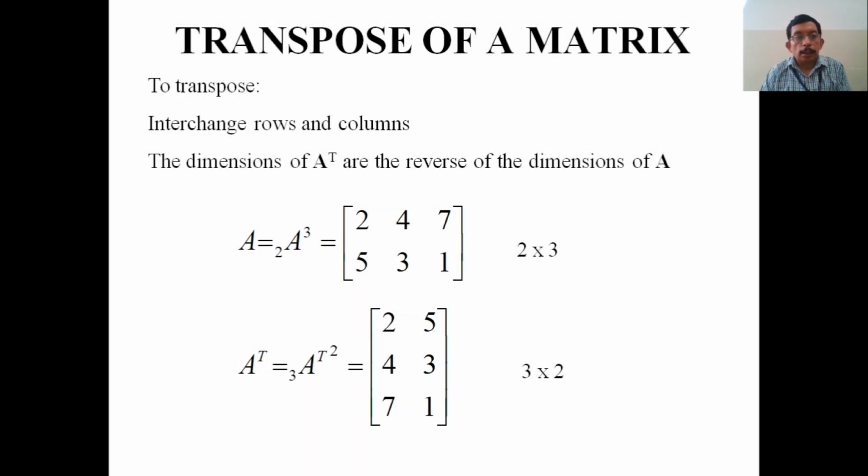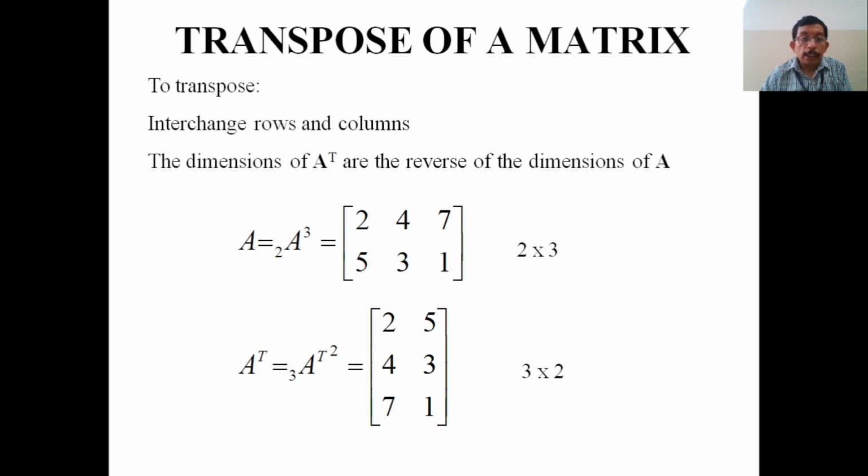Hello student, next topic is transpose of matrix. Transpose means in the matrix term, if the row and column interchange, then the matrix is transposed. Suppose the matrix A is of order 2 by 3, with the first row 2, 4, 7 and second row elements 5, 3, 1. Then the row and column interchange, it means the first row becomes the first column. The first column value is 2, 4, 7 and the second row 5, 3, 1 interchanges to the second column.